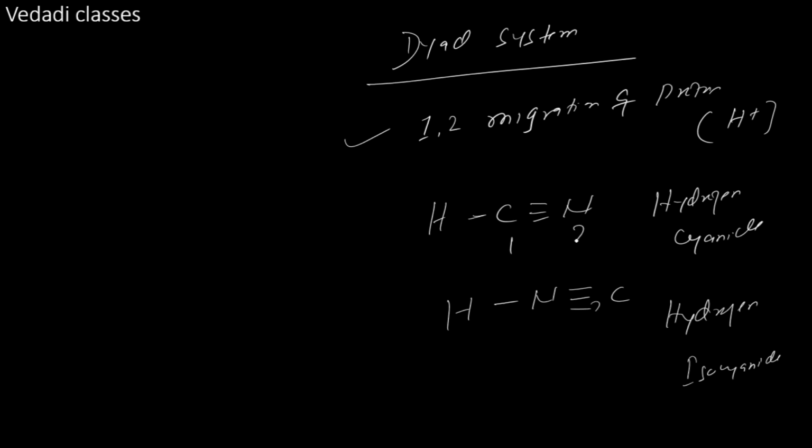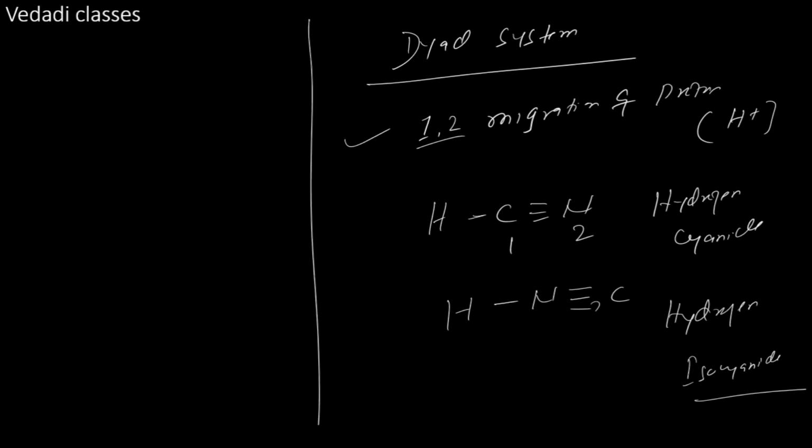This is the one carbon. This is a polyvalent atom, having valency more than 1. So hydrogen will migrate from carbon to nitrogen, and it will form isocyanide. So this is the migration from 1 to 2. This is the 1,2 migration of proton. So this is the dyad system.